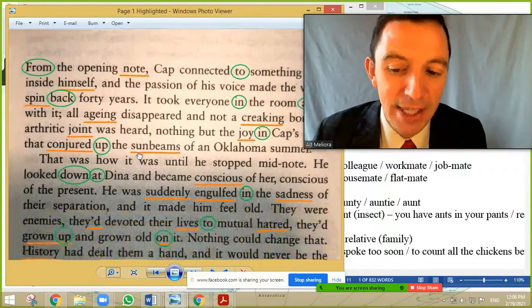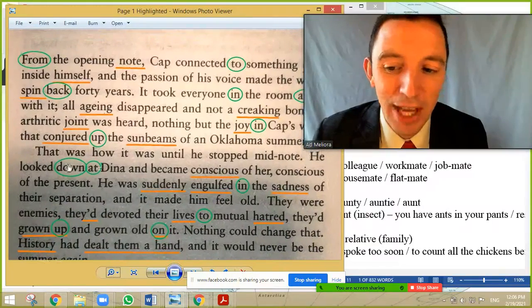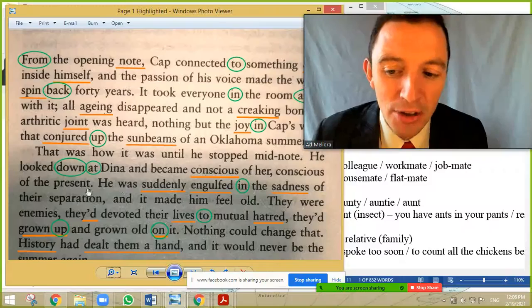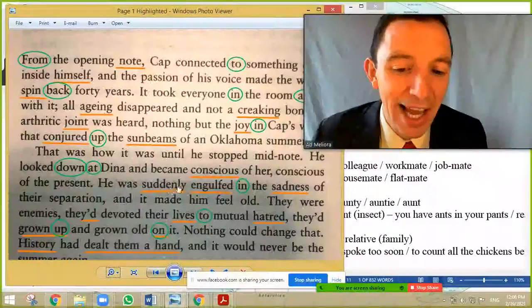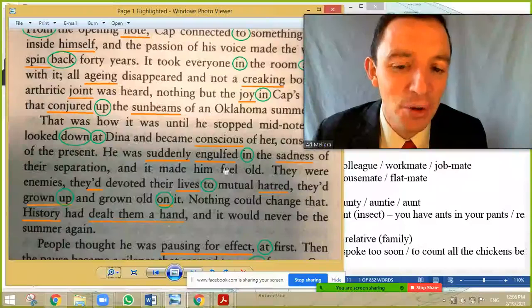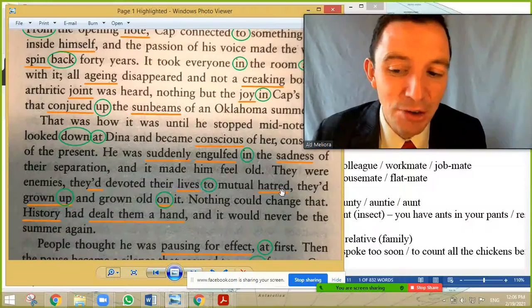Okay, and I'll continue the next paragraph. That was how it was until he stopped mid-note. He looked down at Dina and became conscious of her, conscious of the present. He was suddenly engulfed in the sadness of their separation, and it made him feel old. They were enemies. They had devoted their lives to mutual hatred. They had grown up and grown old on it. Nothing could change that. History had dealt them a hand, and it would never be the summer again.